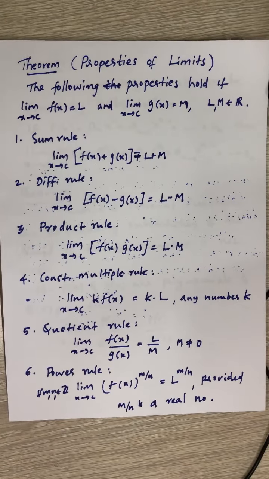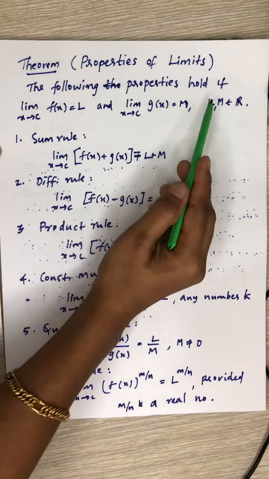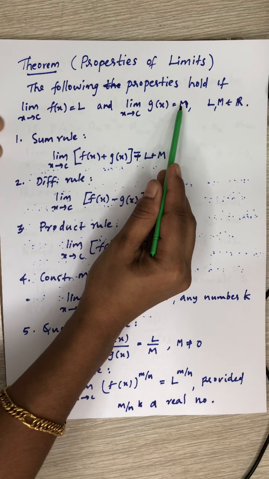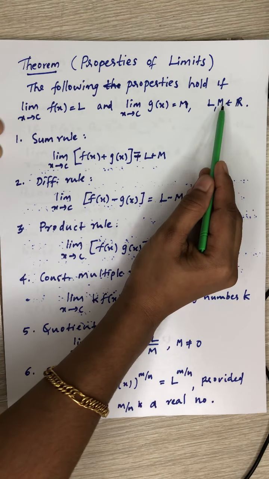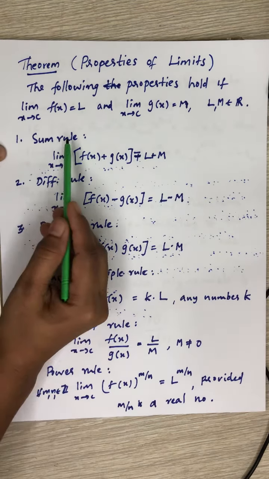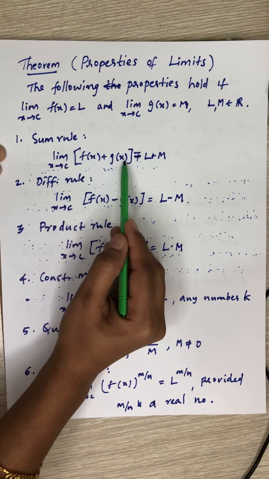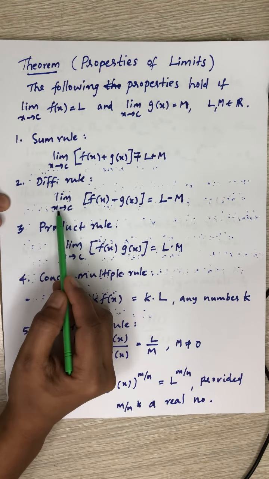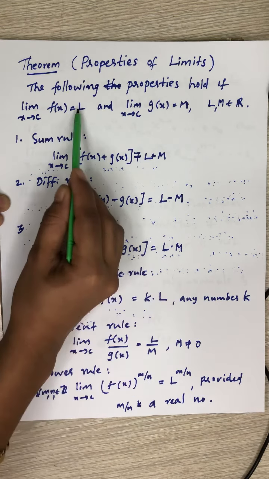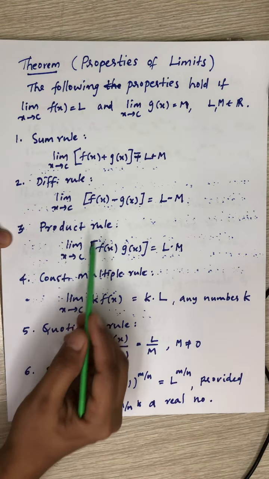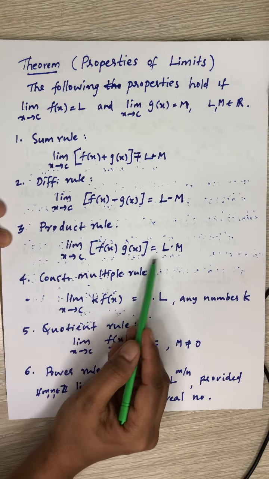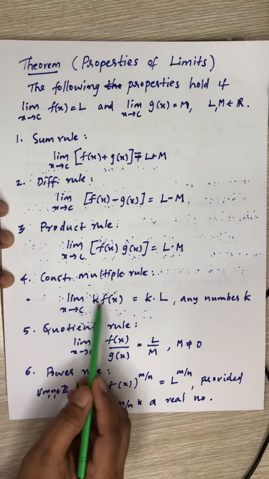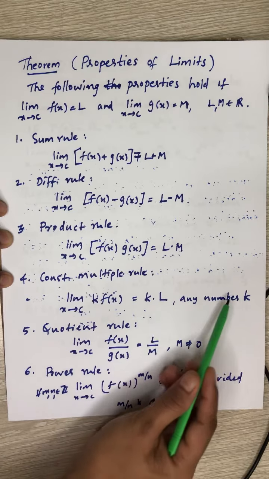Next, we need the basic properties of limits. The following properties hold if limit as x tends to c of f of x is equal to L and limit as x tends to c of g of x is equal to m, where L and m are real numbers. First, sum rule: limit of f of x plus g of x is equal to L plus m. Second, difference rule: limit of f of x minus g of x is equal to L minus m. Third, product rule: limit of f of x times g of x is equal to L times m. And fourth, constant multiple rule: limit of k times f of x is equal to k times L for any number k.